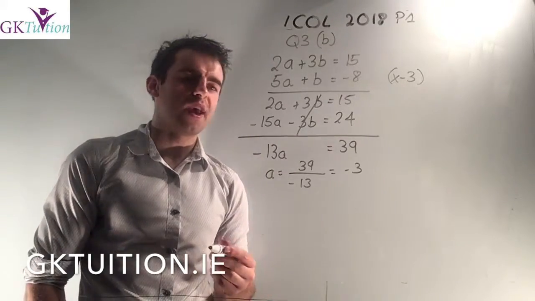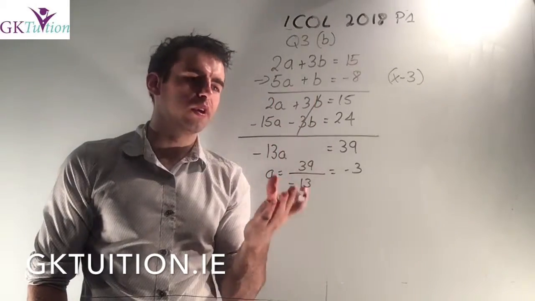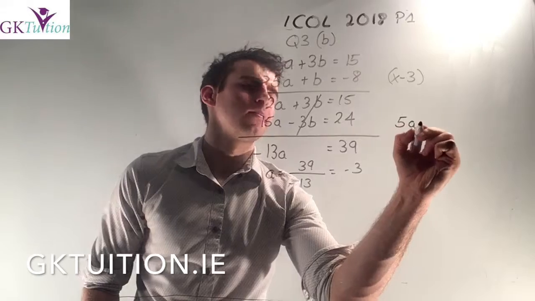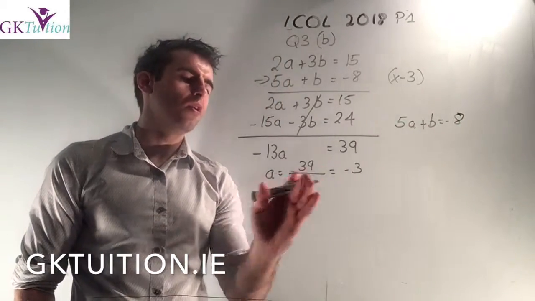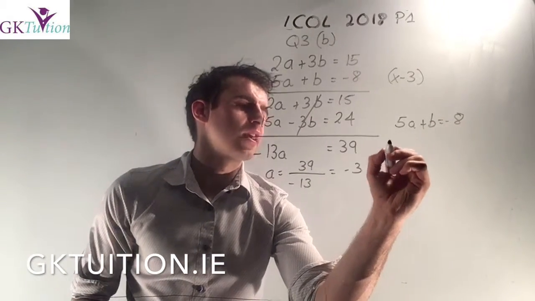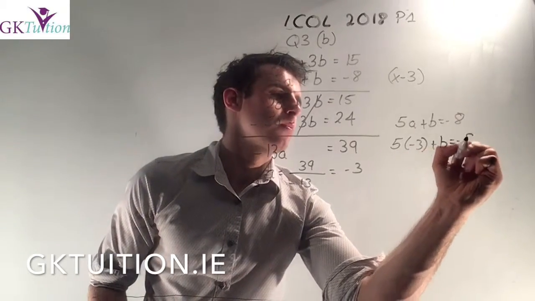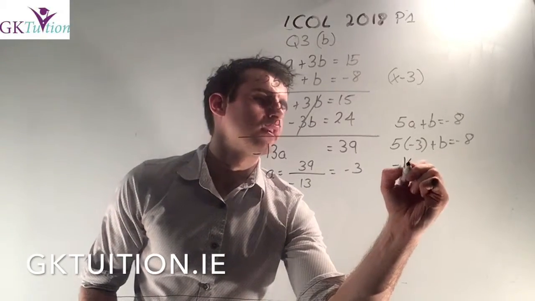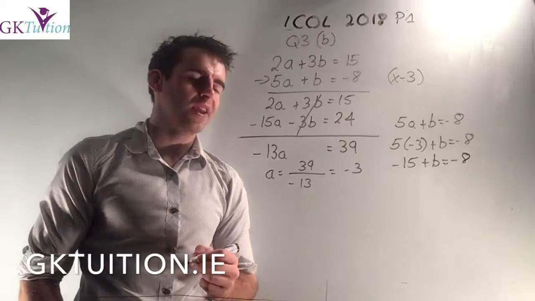Once I know the value of a, I can sub back into one of my original equations. It doesn't matter which one, in order to find the value of b. So I'm going to sub into the second one there. 5a plus b equals minus 8. But now I know that a is actually minus 3, which means I can rewrite, instead of 5 times a, it's 5 times minus 3 plus b equals minus 8. 5 times minus 3 is minus 15. So I get minus 15 plus b equals minus 8.